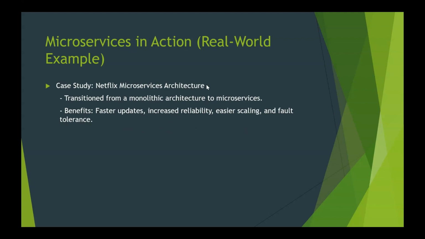Okay, the next one is increased reliability. Since they are using microservices, suppose 10 microservices, even if one of them goes down, generally they don't, but even if one of them goes down, all the other nine will be working fine and their application will not go down at once. Okay, easier scaling: they will be able to scale the applications easily.